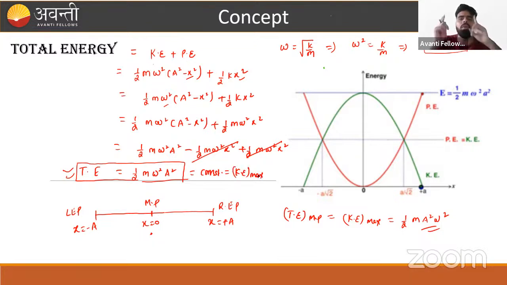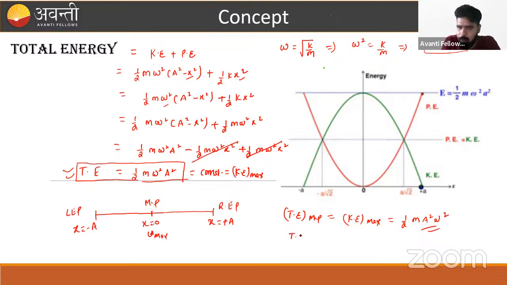And at which point does maximum kinetic energy occur? Tell me, come on guys. At which point will kinetic energy be maximum? Mean position. Very good, beta. Because we know that at the mean position, speed is maximum and potential energy is minimum.